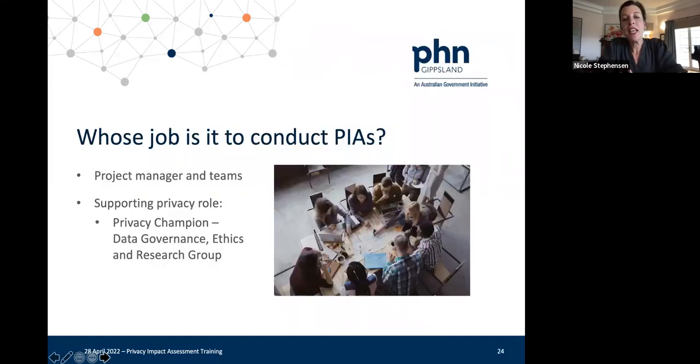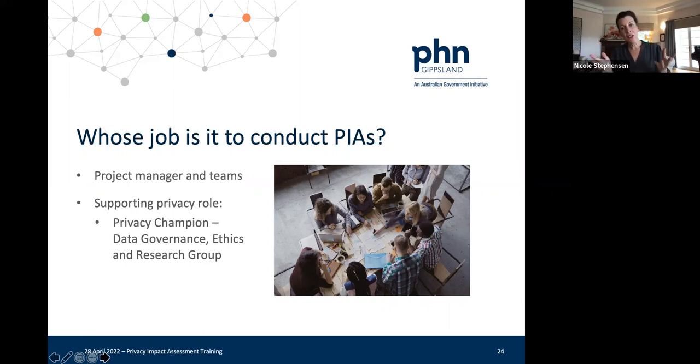So now at the PHN, whose job is it to conduct privacy impact assessments? Well, the project manager and teams that are involved in projects, it's your job, but you do have support. So there is a privacy champion within the PHN, and that's the Data Governance, Ethics, and Research Group. So the privacy champion isn't one person, it is instead the group.